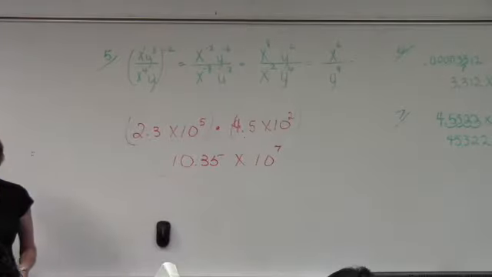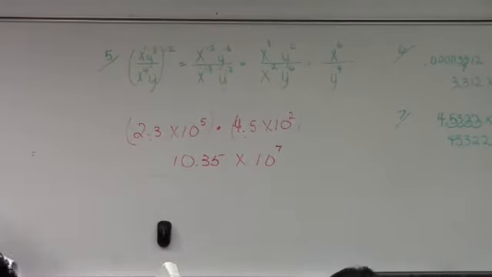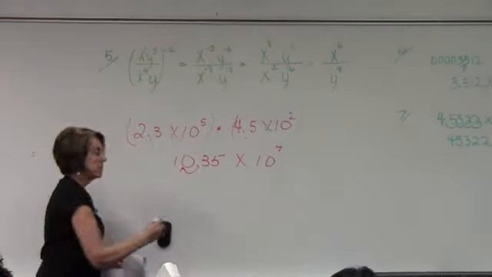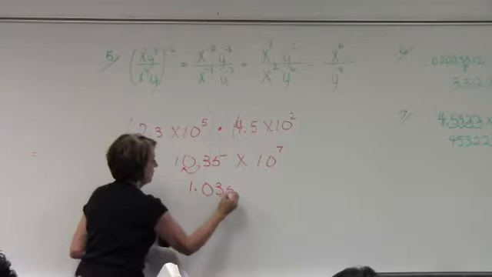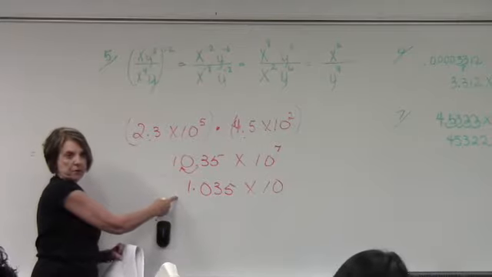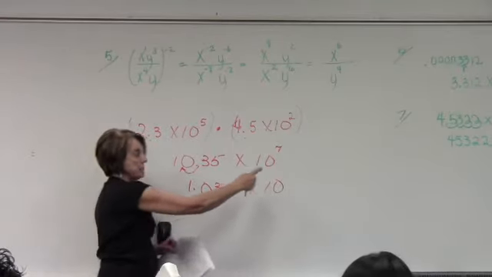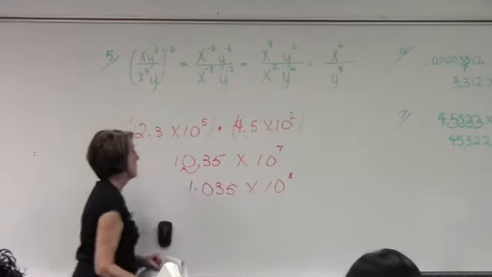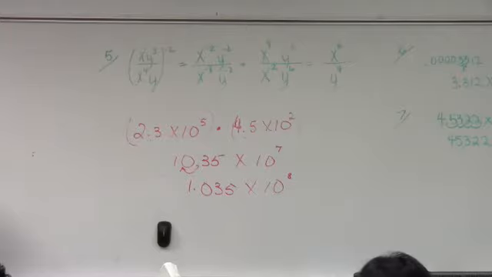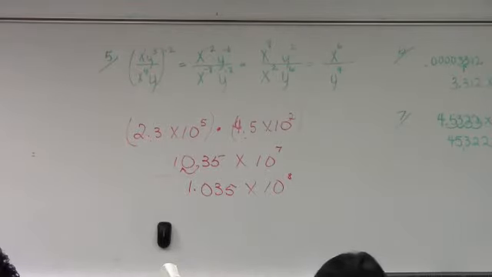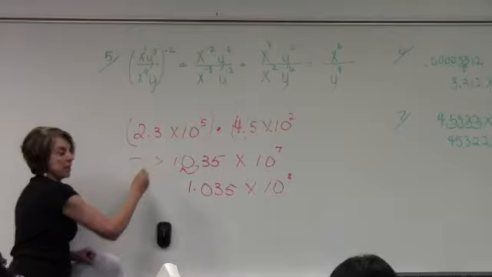Now, is my answer in proper scientific notation? No. Why not? Because you only have one digit before the decimal. You need to move that over. So it would be 1.035 times 10 to the, did I make this a bigger or a smaller number? Yeah, it's a smaller number. Smaller, so to compensate, I need to make this part bigger, so it would be 10 to the 8. Okay, so just in case you see one like that on the test, you might write that one down, multiplication. Don't always leave your answer what you get, you might need to change it.